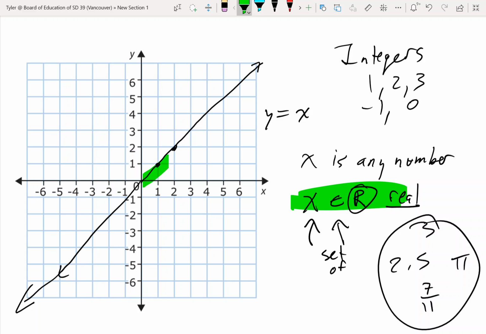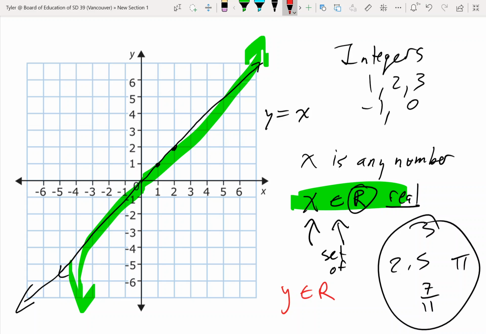When we look at this graph, it also goes up and goes down forever. So when we say the range, we would say y is a set of all real numbers. If you want to do it the fancy math way with the double line, that's fine. R is the basic idea. So that's the basic idea.